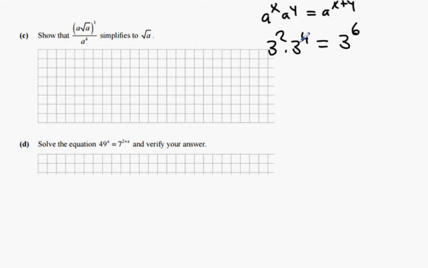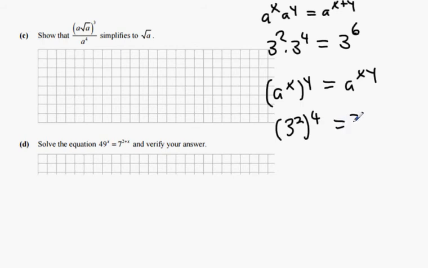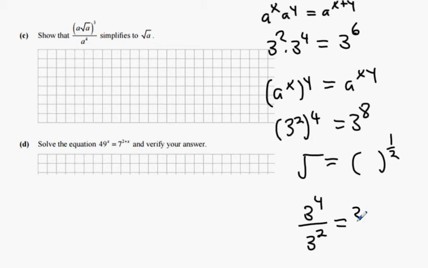You add the powers. There's a second rule: a to the power of x, to the power of y, equals a to the power of xy. Another example: 3 squared to the power of 4 is 3 to the power of 8. Another rule is anytime you see a square root sign, it means that number to the power of a half. And then finally the division rule: 3 to the power of 4 divided by 3 to the power of 2 is 3 to the power of 2.